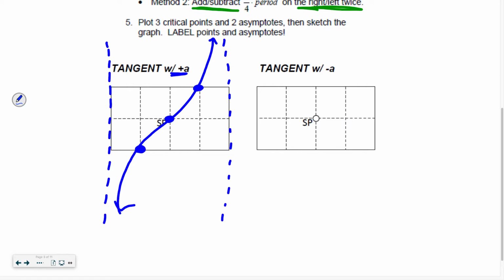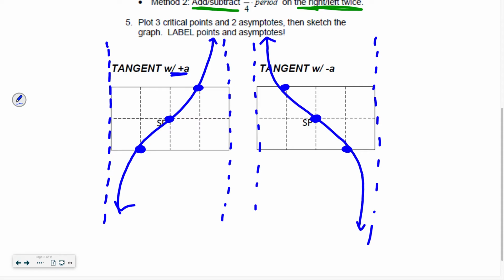If you have a tangent with a negative A, then you're reflecting horizontally. So your graph is decreasing from left to right. You still have asymptotes on the left and the right. The center will still go through the starting point. Cosine is really the only graph so far that doesn't start at the starting point of the frame or go through that point. And then you're going to go from high to low. That's tangent with a negative A. Positive tangents increase from left to right. Negative tangents decrease from left to right.